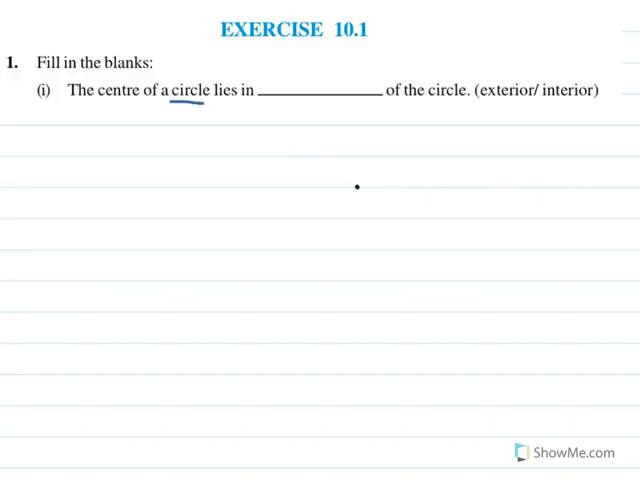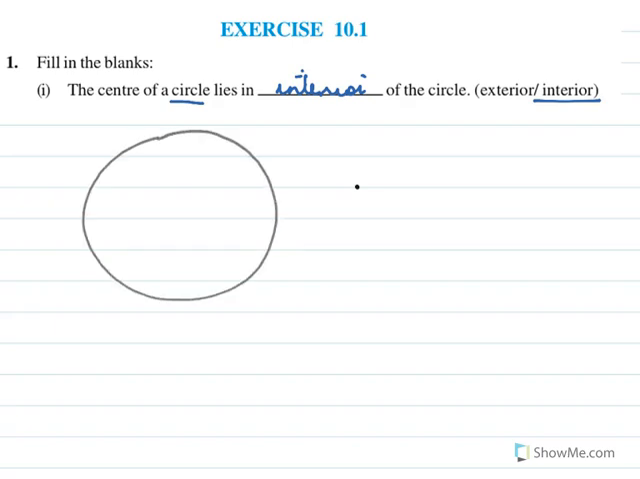The center of the circle lies in the interior of the circle. It does not lie on the circle. Let us draw it and see. Here if I have the circle, the center lies in the interior. This is the interior of the circle, say O. Here is the exterior of the circle. More than the radius, you reach the exterior of the circle, and this is on the circle. So you see the center of the circle lies in the interior.